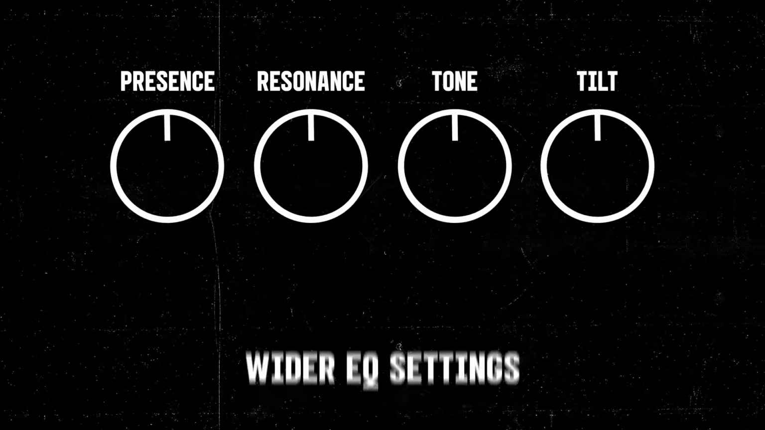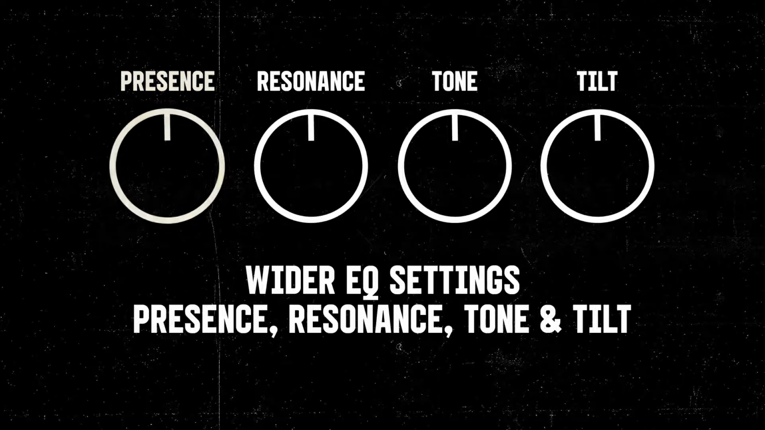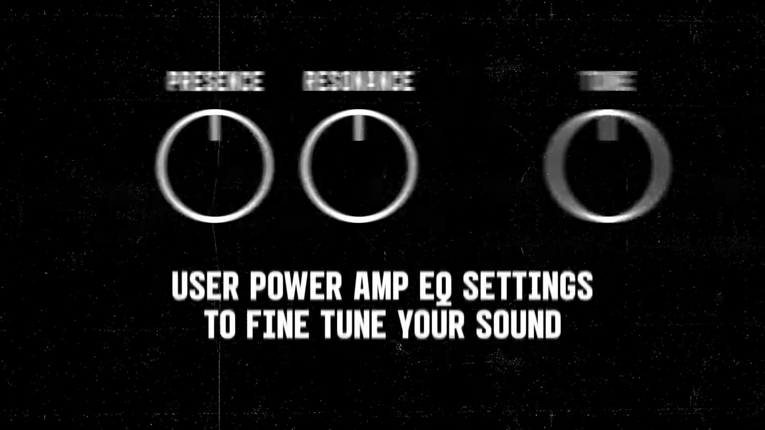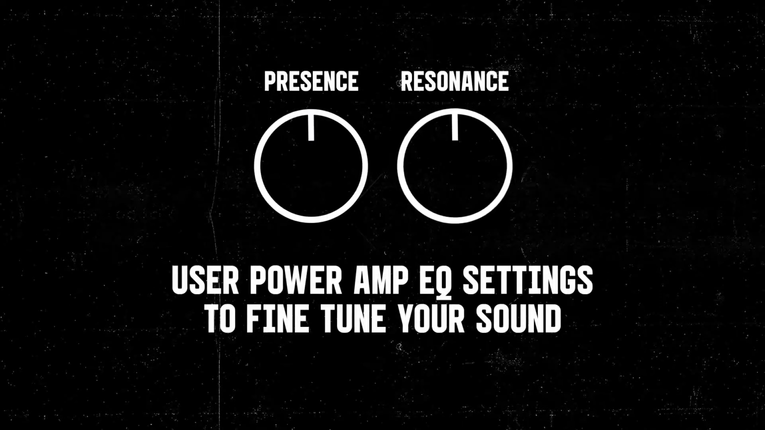In this video, we'll be looking at the wider EQ settings: presence, resonance, tone, and tilt. First, we'll be playing a DSL-40 to explore how you can use the power amp EQ settings, presence and resonance, to fine-tune the high or low frequencies in your sound. We are using the ultra gain channel and all the controls are set to 12 o'clock except the one we're using. We're going to start with the presence setting.